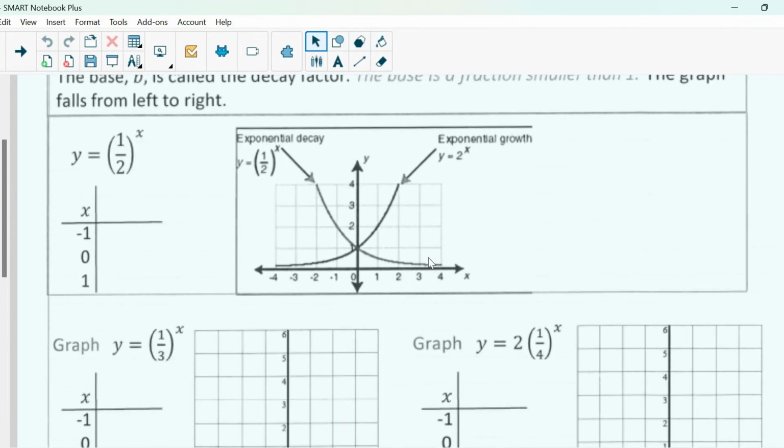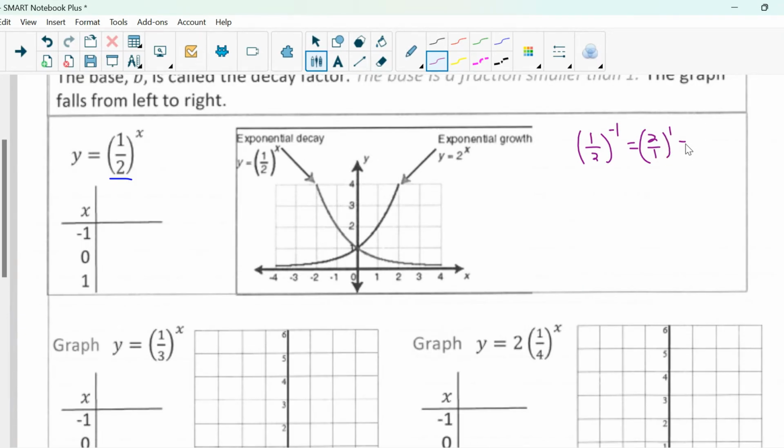So that tells us that our decay factor is most likely going to be in the form of a fraction. As you can see by our first example here, our base in this case is going to be 1/2, which is less than 1. If we substitute these values, I would have 1/2 to the negative first power. Remember, negative exponent, you take the reciprocal. So that would turn into 2/1 to the positive first power, which just gives us 2. Anything to the 0 power is 1. And then 1 is just the base, so we would have 1/2.